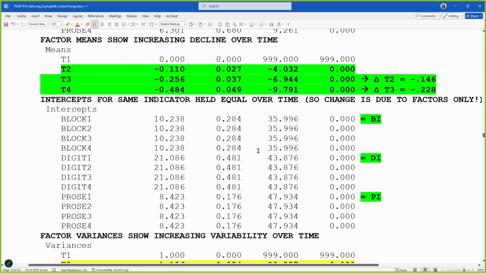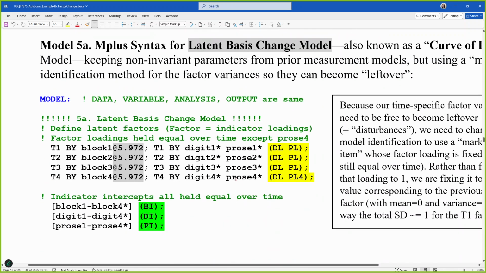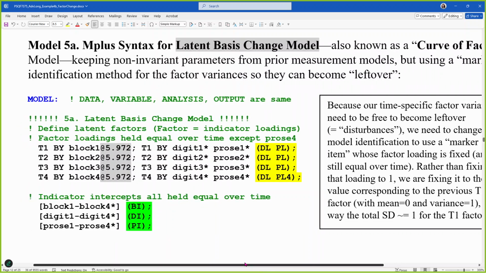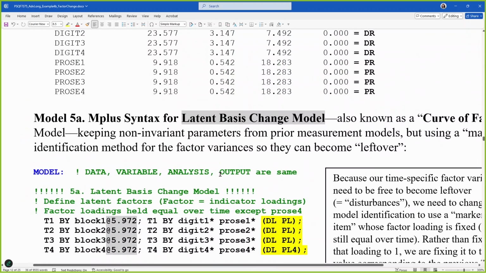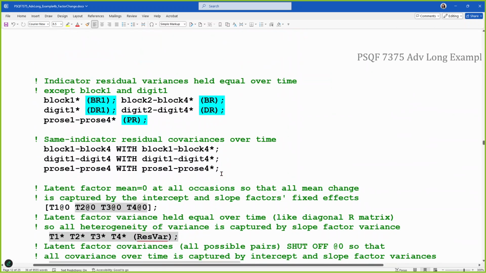We're here, let's do this. So latent basis. Now I told you that our previous model was scaled in the key of z, right? That the variance at time 1 was 1 and the mean at time 1 was 0. I want to keep that scale. The problem is that I can't force the variance at time 1 to stay 1 because it needs to be free to become leftover level 1 residual variance that is unexplained by the level 2 random effects. So I have to sort of cheat it.